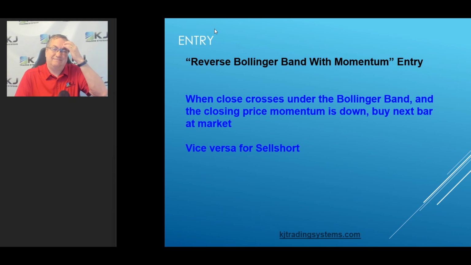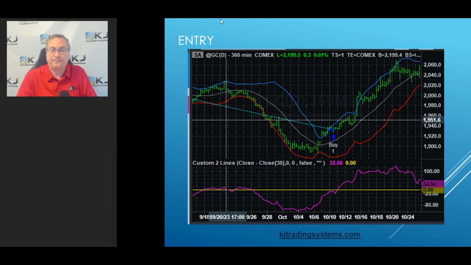You might be saying, I don't understand. I'm kind of scratching my head on that one. Well, here's an example. So you can see the buy signal here. The price goes below that upper Bollinger Band, and the momentum is in the right direction, and that sets off a buy signal. And it would be the exact opposite for the short.